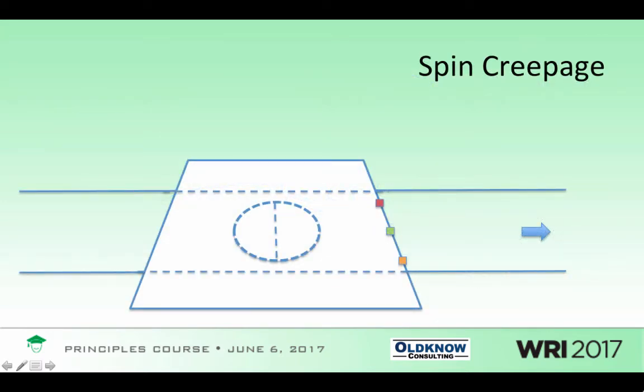The last type of creepage that we'll look at is spin creepage. Now if we imagine 3 points on the surface of a conical wheel, shown here in red, green, and yellow, we can imagine that as that wheel turns and the points approach the middle of the contact area, they're going to move at slightly different speeds to get there.